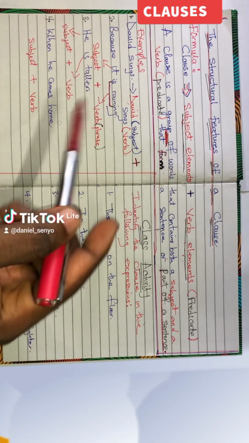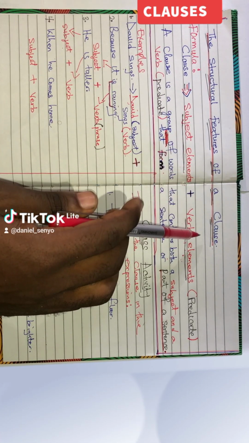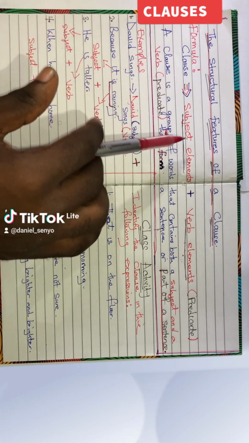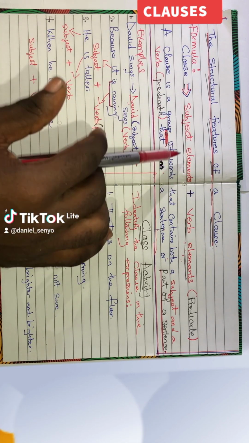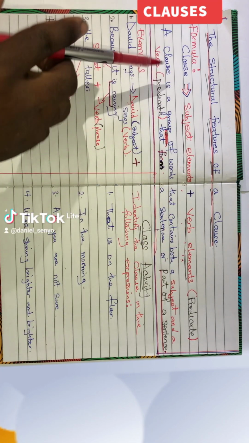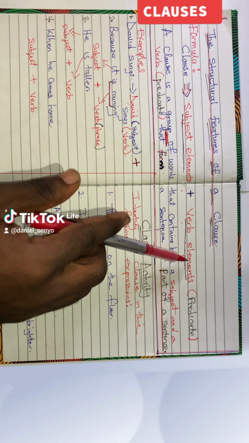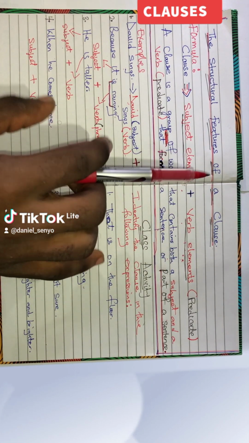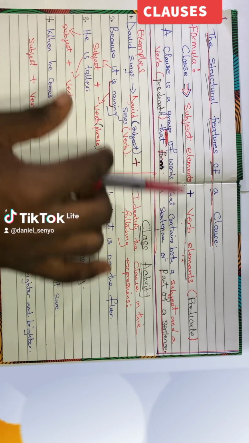Today's class we'll be looking at the structural features of a clause. Now here is a formula that makes up the clause. A clause is made of this formula: the subject element plus the verb element. The moment we can see these two elements coexisting simultaneously in an expression, then that expression is a clause.